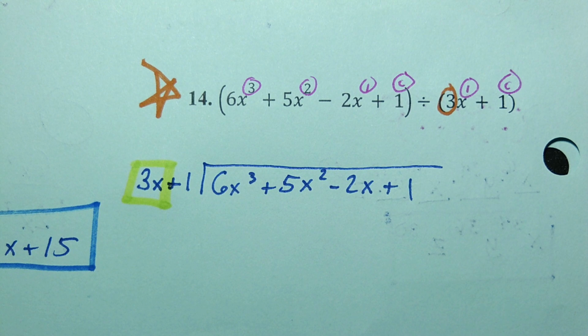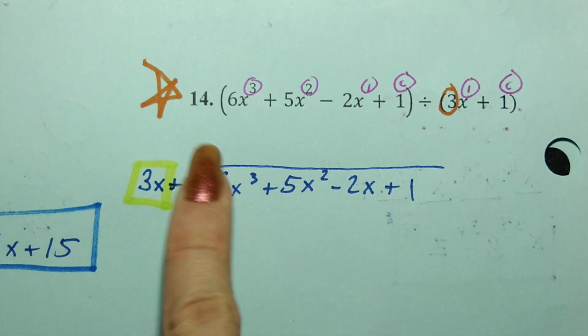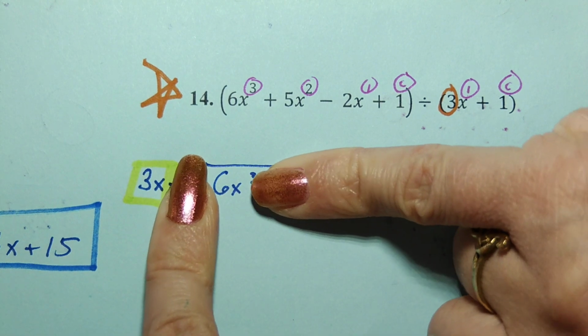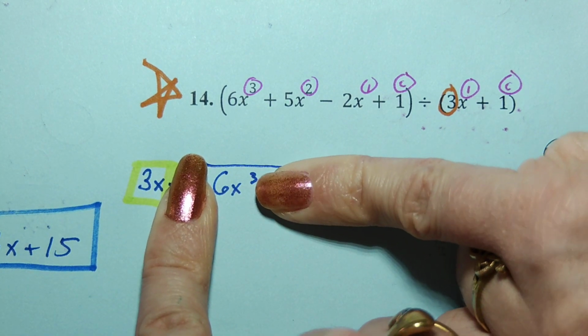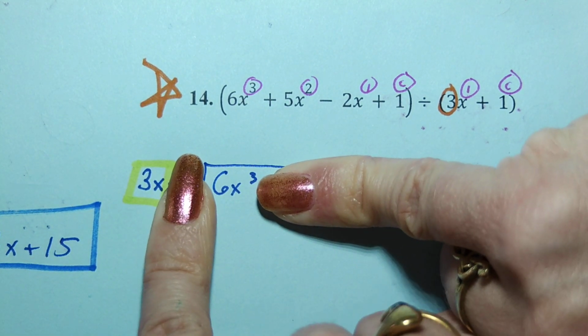So when we decide what goes on the dividing house, you may find it helpful to consider the numbers first and the variables second. So I cover up all the other stuff. 3 times what gives me 6? 2.